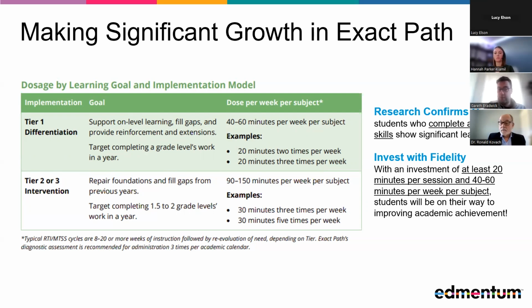Our dosage recommendations here are based on learning goals and implementation models to help you and your students achieve desired growth. So if it's tier 1 differentiation, we recommend 40 to 60 minutes per week, then tier 2 or 3, maybe 90 to 150 minutes per subject per week. And that's been proven to improve the outcomes of the students.